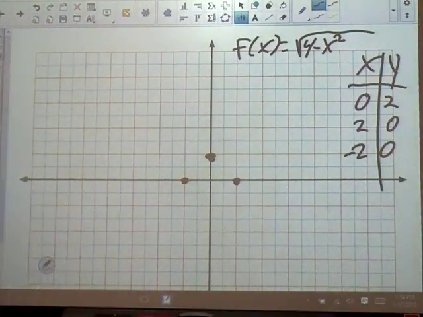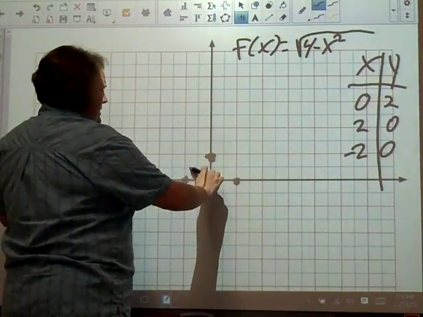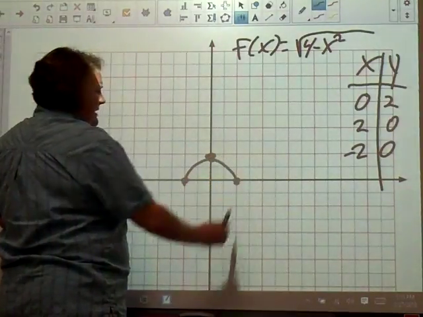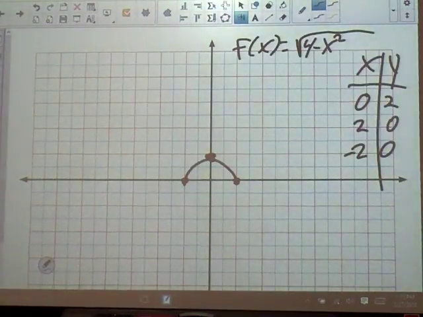How should I connect that? Is that going to be just a V-like thing there, or what's it going to look like, Chase? Like a little short stubby U. Kind of. Which, in relationship to what we've been doing, would be either a half circle or a half ellipse. Very good. So when you have these square root functions, that's what you're going to be graphing.